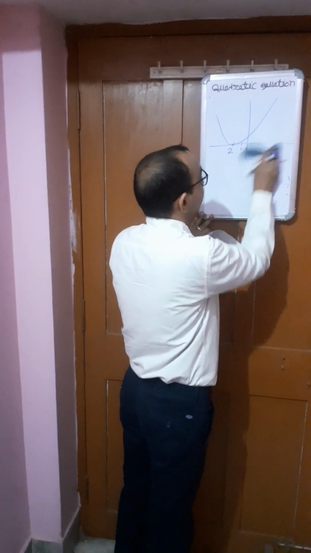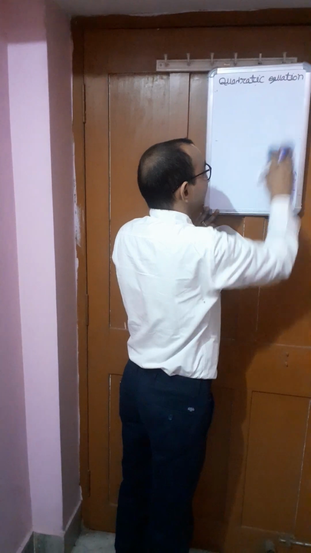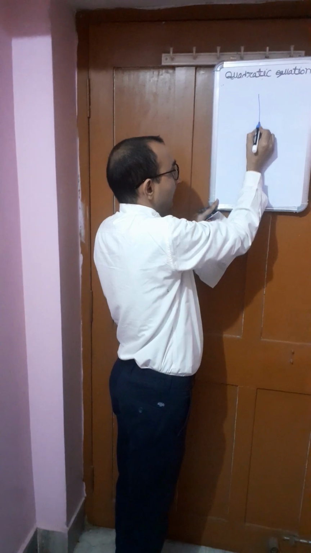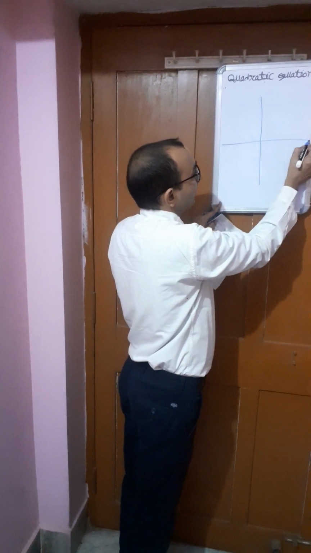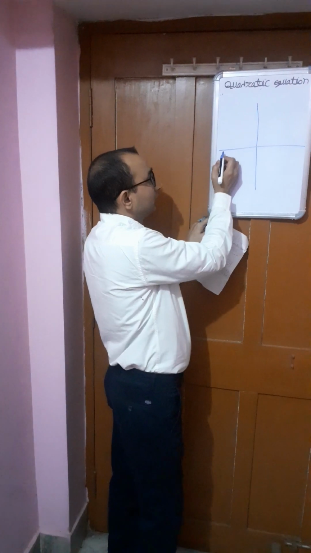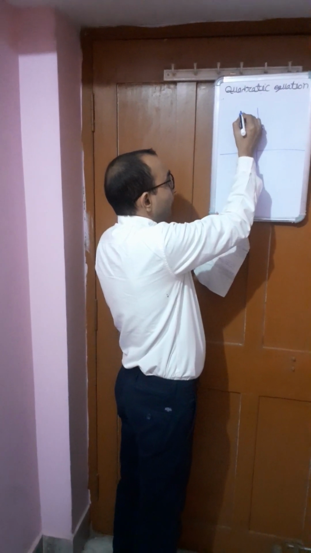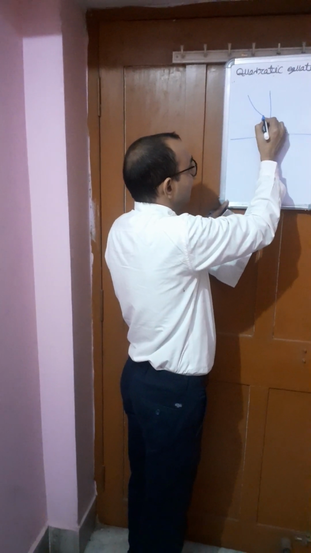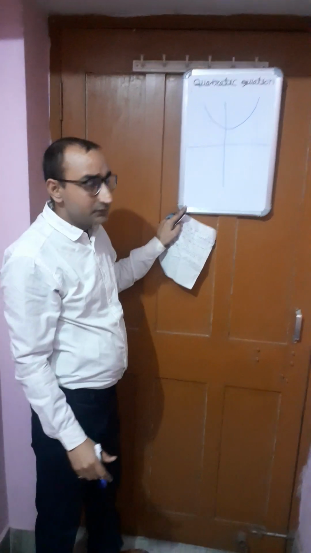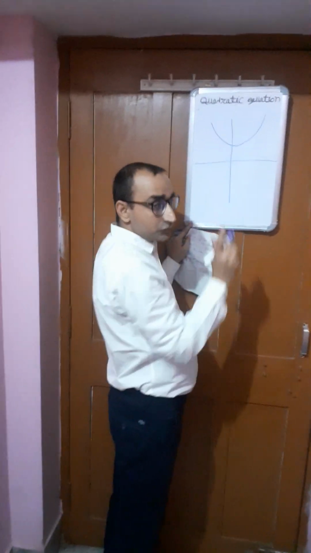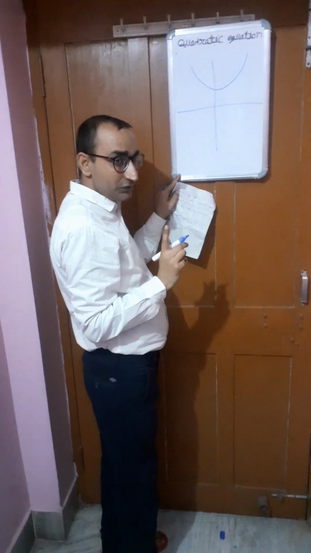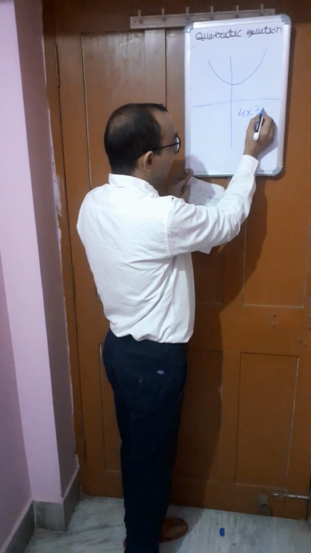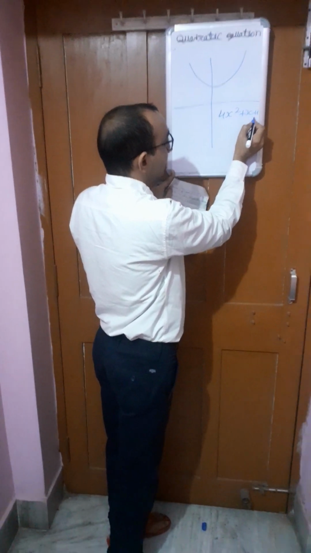If the graph comes like this, then it has an imaginary solution. Imaginary solution means, for example, 4x square plus x plus 1 equals to 0.